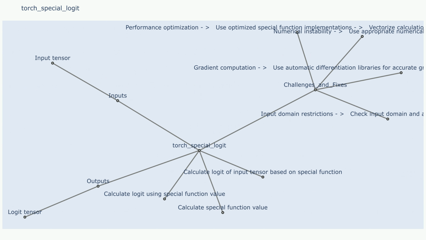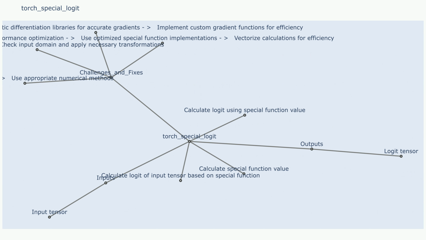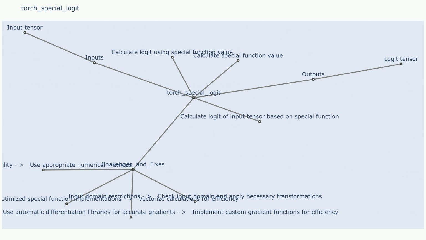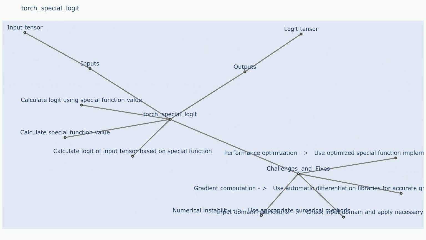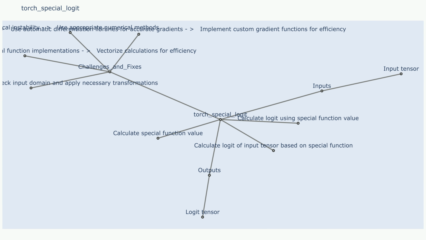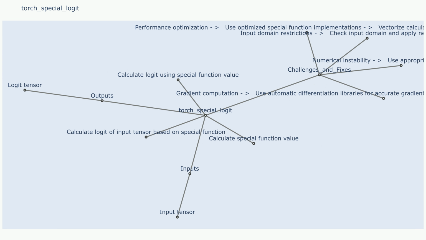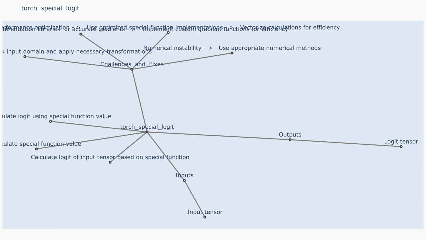Steps: the function calculates the logit of each element in the input tensor using the following formula: log(x / (1 - x)). Challenges and fixes. Challenge 1: the input tensor may contain values outside the range of 0 to 1. Sample use case that resulted in challenge 1: if the input tensor contains values less than 0 or greater than 1, the logit function will return NaN values. Fixes to challenge 1: clamp the input tensor to the range of 0 to 1 before applying the logit function.